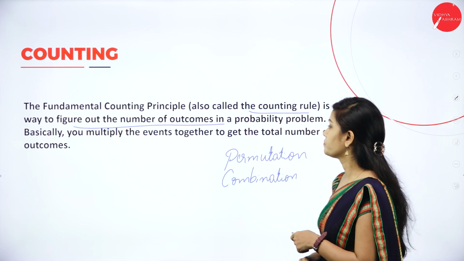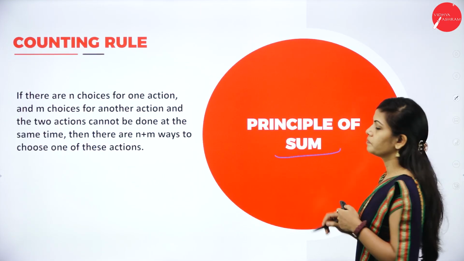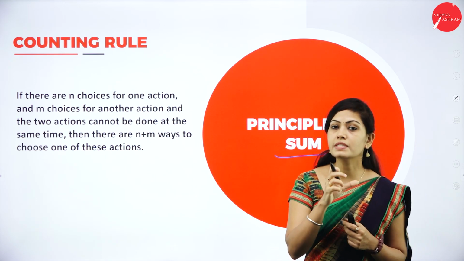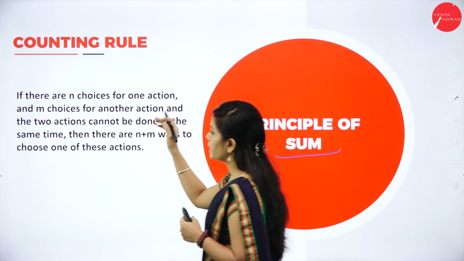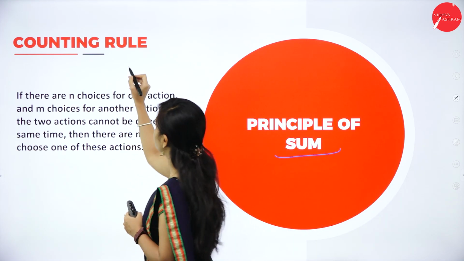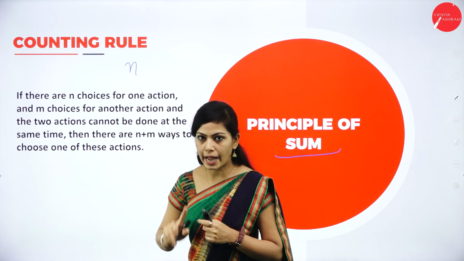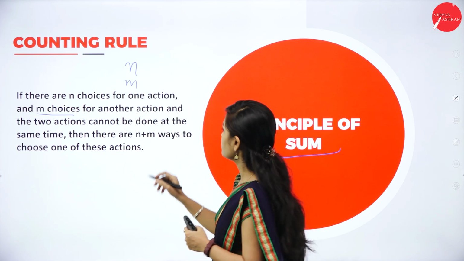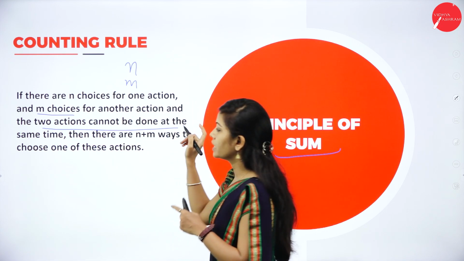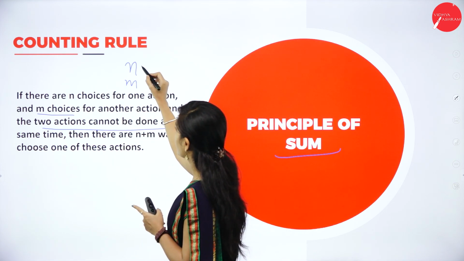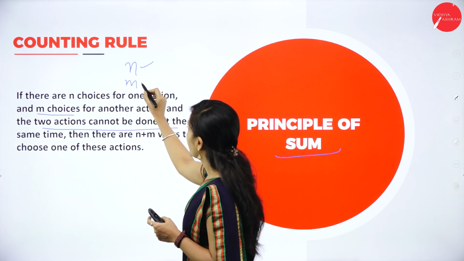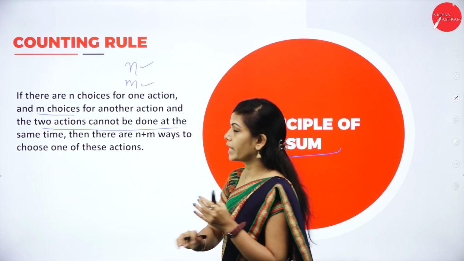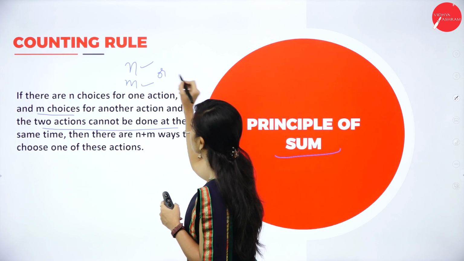So first rule is the principle of sum. This is called the sum rule. So in sum rule, how to find the possible outcomes? Assume that there are n choices for one action and m choices for another action, and the 2 actions cannot be done at the same time. It is either an n choice or an m choice.